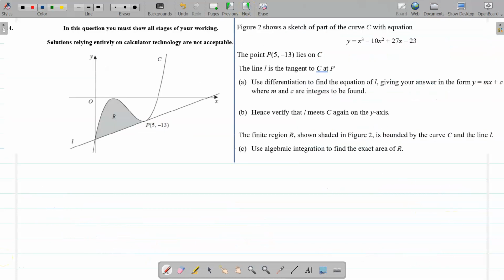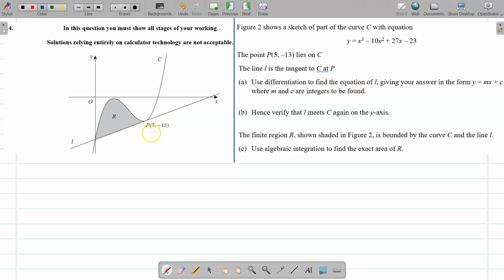Okay, this is question 14. We have a curve and a straight line and a region that's shaded between them. And before we find the area of that, which we do need to do, we have to answer part A, which says use differentiation to find the equation of the straight line L.